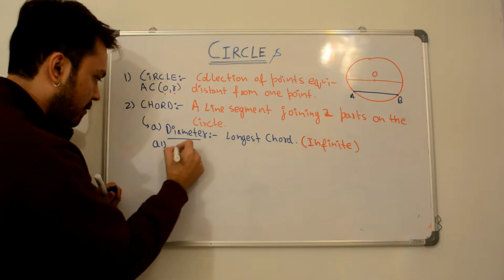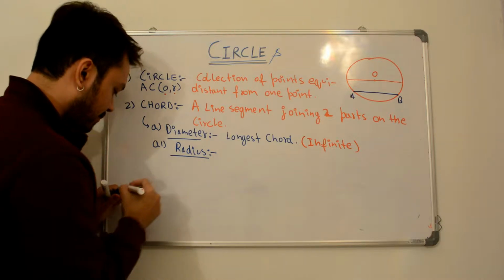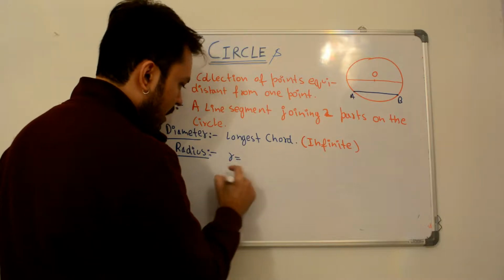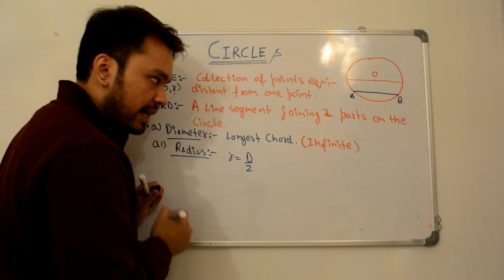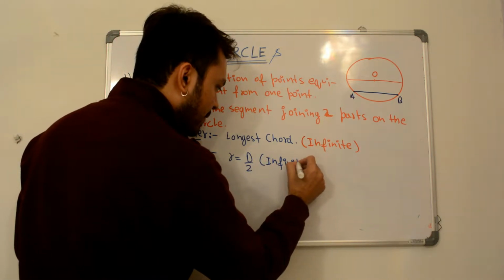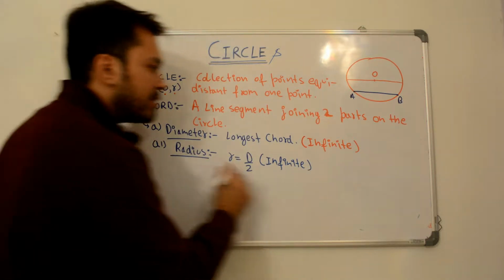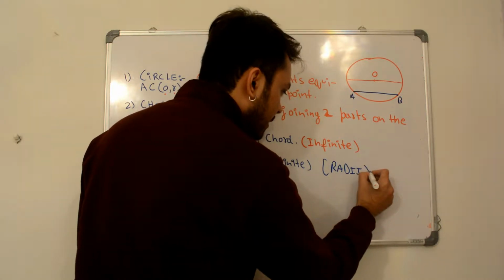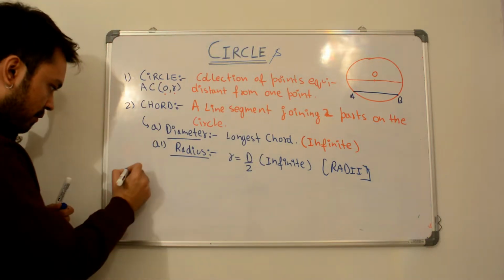Now the sub part of diameter, what is that? We call it the radius of that circle. What is radius? It is simply R, radius, is half of the diameter, right? Again, there can be infinite radii in a circle. Please note that the plural of radius is what? Radii, R-A-D-I-I. Moving on with the third point.